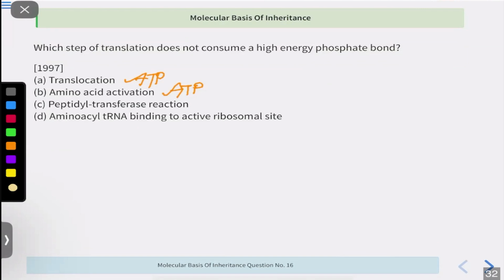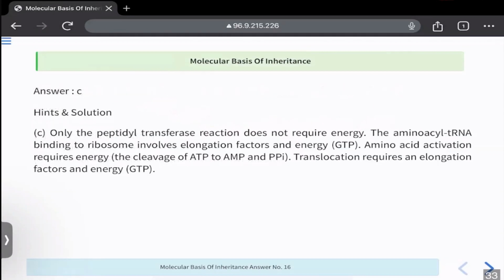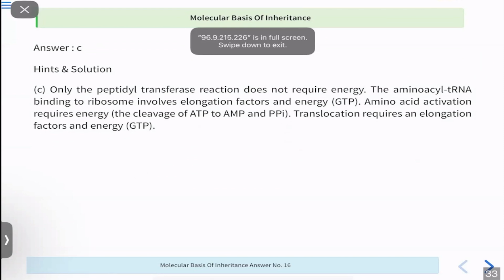Peptidyl transferase reaction. This is catalyzed by an enzyme called peptidyl transferase. So no ATP. Amino acid tRNA binding to active ribosomal site will also need an ATP. That brings us to the answer that yes, only option number C is one option which does not require ATP. Rest all the options will require an ATP, right? Going on to the next question.